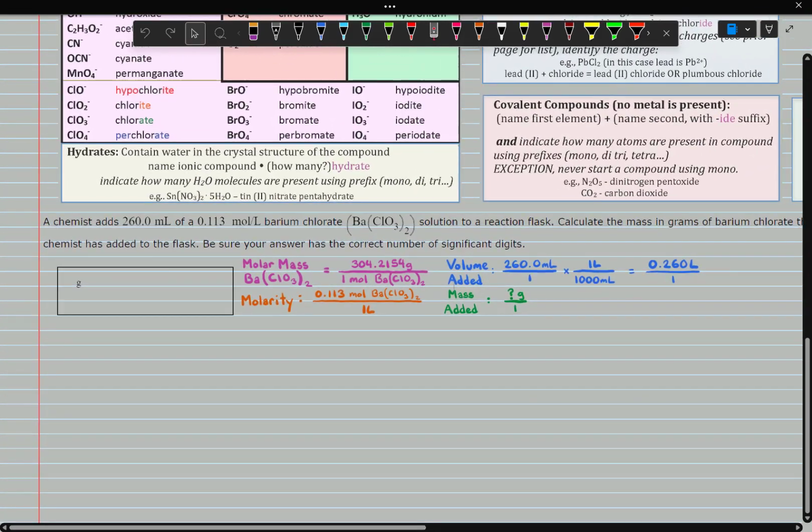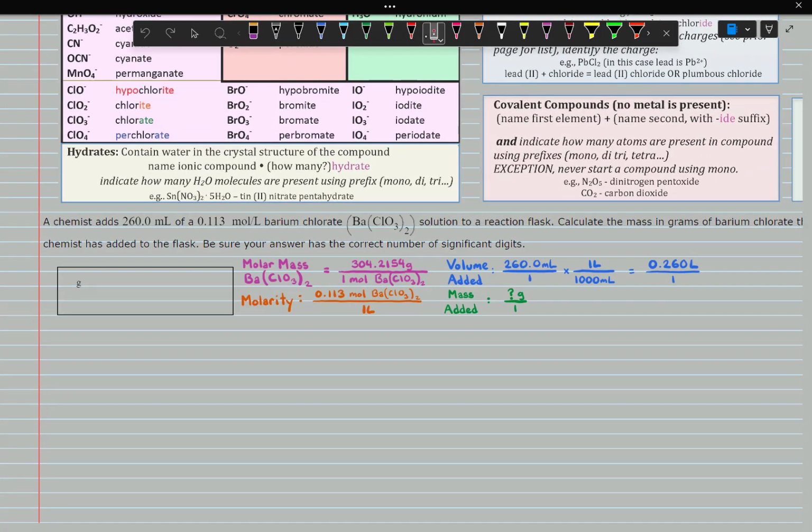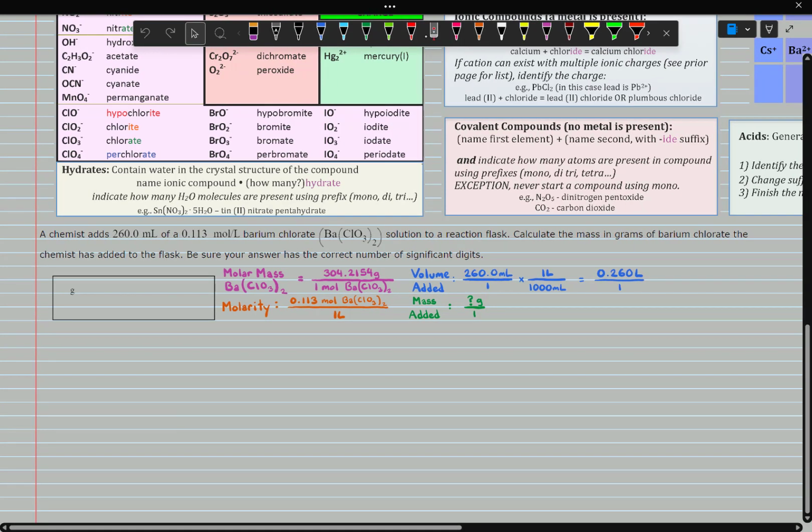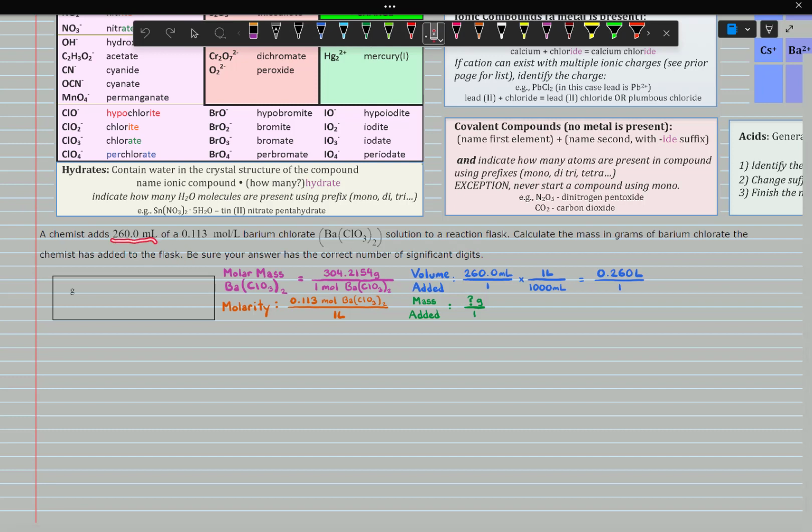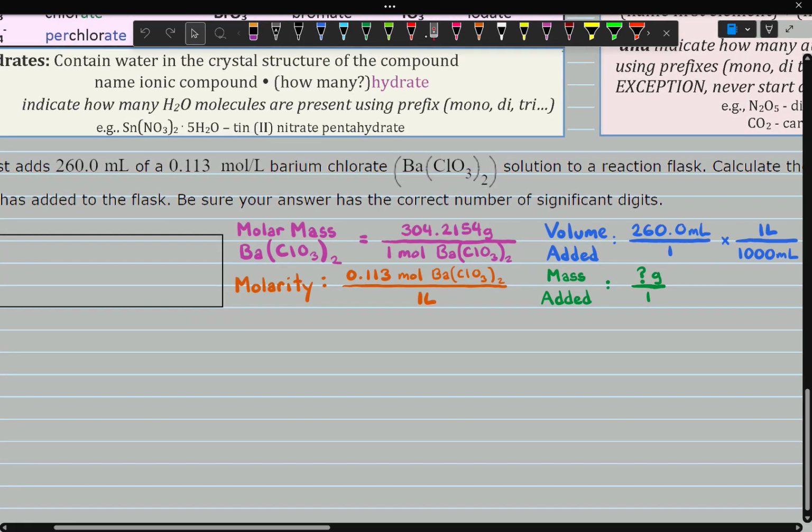So in this problem we're given that we've added 260 milliliters of a 0.113 molar barium chlorate solution to a reaction flask. And it wants us to calculate the mass in grams of barium chlorate we've added to the flask with this 260 milliliters of solution. So, first things first, we find our molar mass.